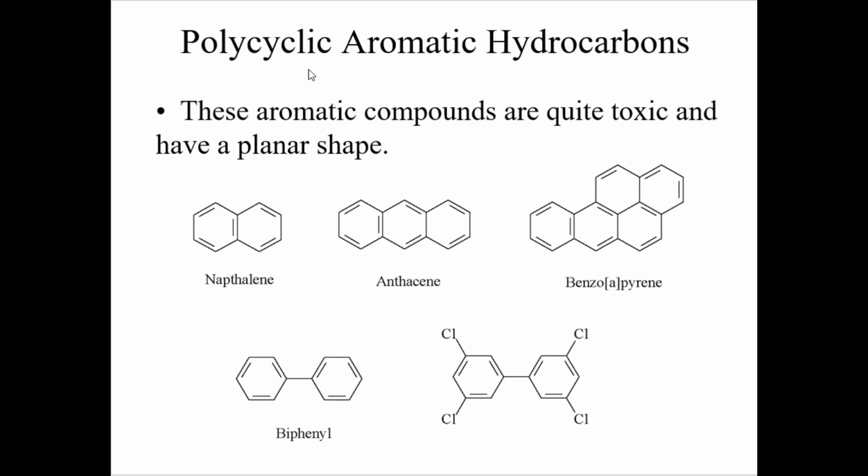Well, other molecules that are aromatic, toxic, and planar are polyaromatic hydrocarbons, which are sometimes called PAHs. And here are some examples of PAHs. Naphthalene, anthracene, benzopyrene. Biphenyl is not really a polyaromatic hydrocarbon because it isn't planar, but its polychlorinated biphenyl derivative is very toxic, and that's PCB.